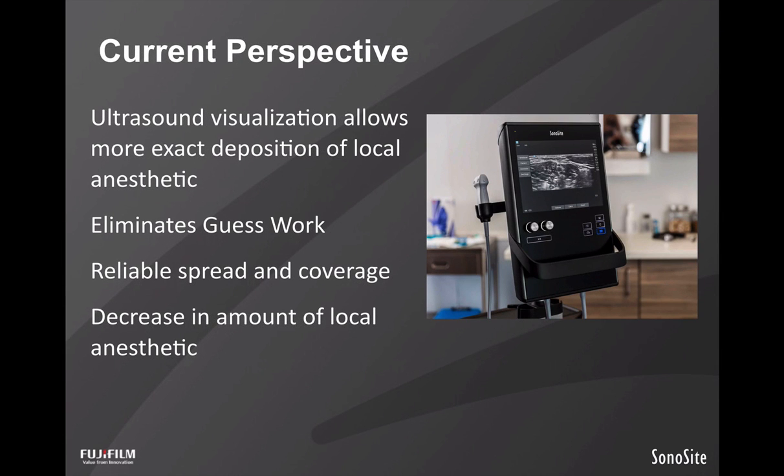Currently, the new perspective of transversus abdominis plane blocks is one of much success because we have ultrasound visualization, which allows very, very exact deposition of the local anesthetic into the correct plane. As a result, it eliminates any guesswork, and we have reliable spread, which then results in good coverage and good analgesia. It also, as I mentioned, decreases the amount of local anesthetic, which then has the happy byproduct of decreasing the probability of local anesthetic toxicity.